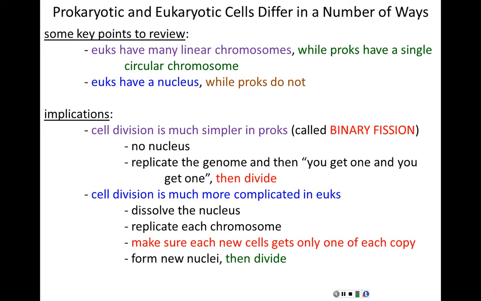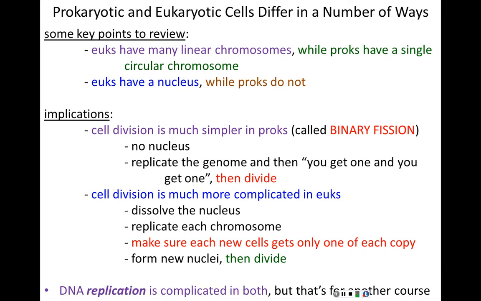What a pain. Once that's all done, you've got to make new nuclei. You've got to reform the nuclei for each of the new daughter cells, and then the cells actually have to split and divide, giving rise to 2 independent daughter cells. It's a mess. DNA replication itself is a complicated endeavor. It's complicated in both cell types, prokaryotes and eukaryotes, but that's not for this course. Genetics doesn't focus on DNA replication. You'll learn all about DNA replication in cell and molecular biology.